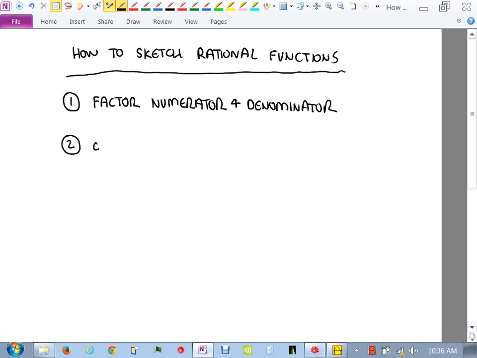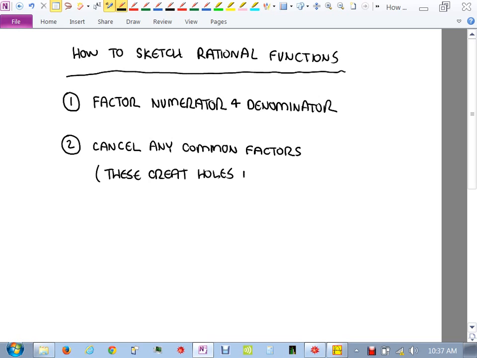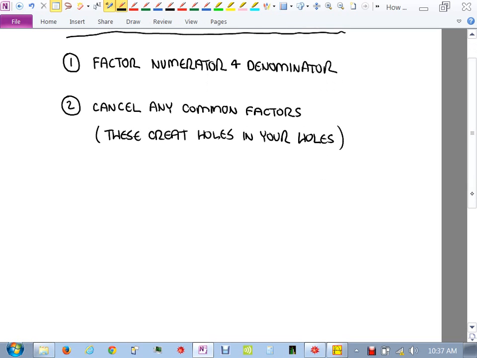Second step, cancel any common factors. These create holes in your graph. Now, we have not seen this, so just write it down. We'll get to it next class.